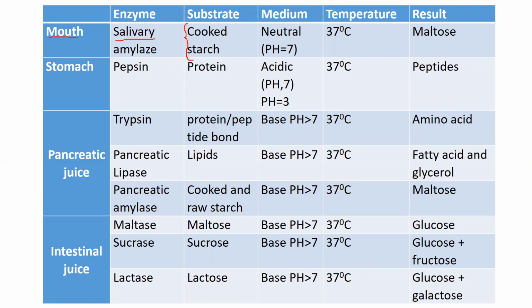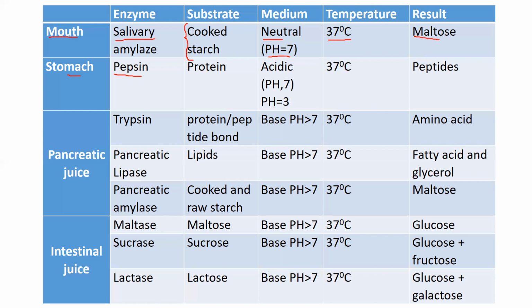What is the medium? It is pH equal to 7. What is the temperature? It is 37 degrees Celsius. So it's going to change the starch into what? Into maltose. Another example, pepsin, which is found in our stomach.